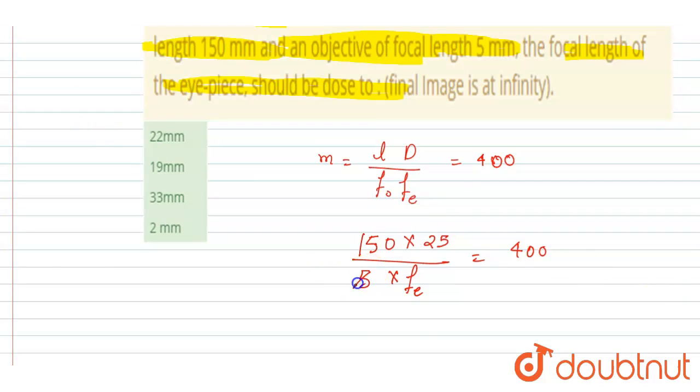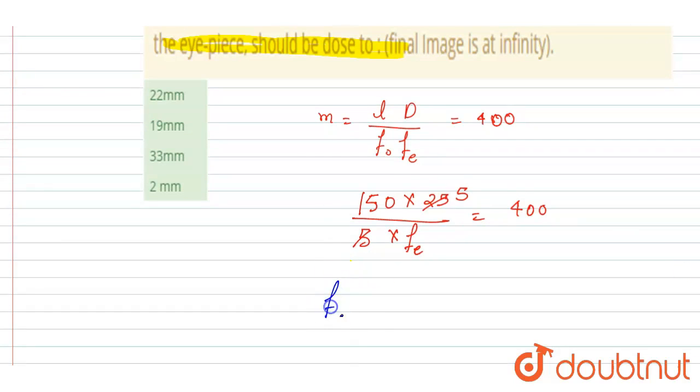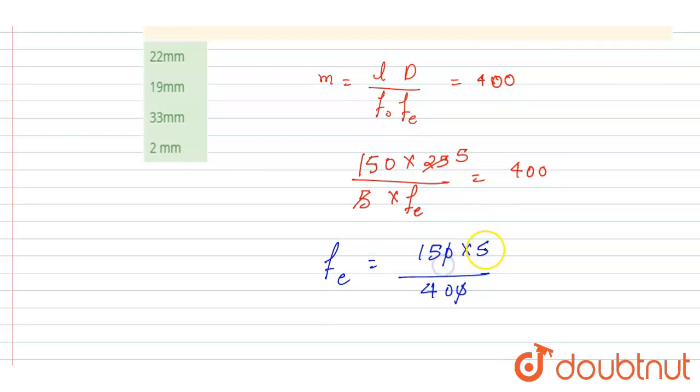Now if you see, this will get cancelled out by 5, and if I want to calculate this fe, it will be equal to this. So this 0 will get cancelled out, and if you see, this 5 and this will also get cancelled out, and if you see here, this quantity, this 25 was in centimeter, so we'll add a 0 here, right? So you can see here, you got this 150 by 8, and it is nearly equal to 19 mm.